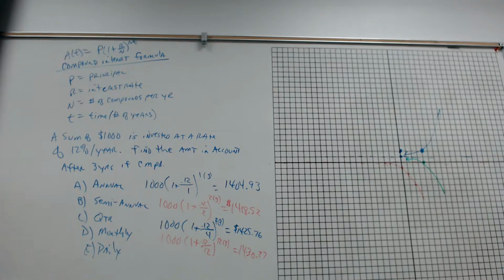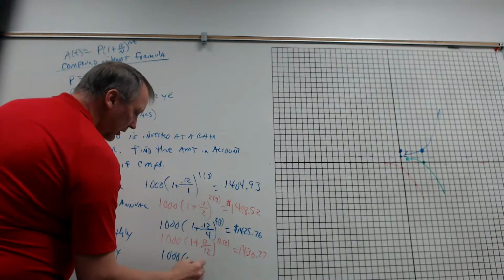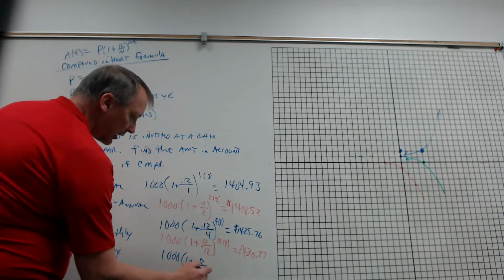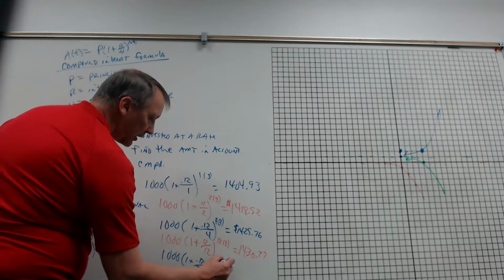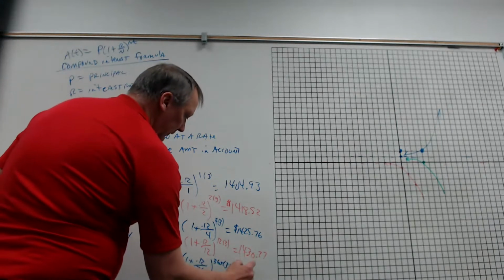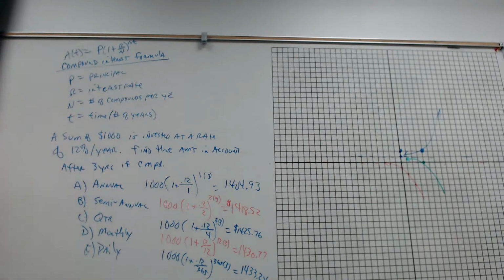And then finally, Breezy, can you help me do the last one here, daily? It would be 1,000, parentheses 1 plus 0.12 over 365, and then 365 times 3. And according to the book, you should get 1433.24. So the difference between daily and annual is about $30.